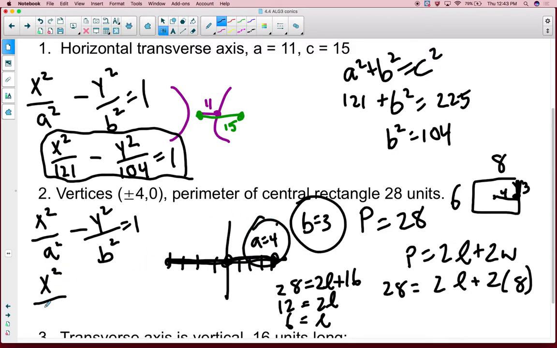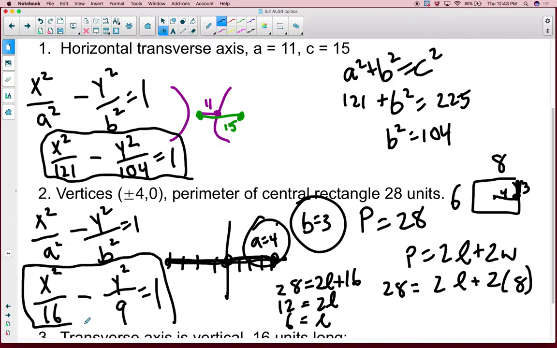Okay. So now I know b is 3, I know a is 4, so we have x squared over a squared, or 4 squared is 16, minus y squared over 3 squared is 9, is equal to 1. We're going to do some more problems like these tomorrow, and we're going to do translations of all of them. So try your best on this, and we'll see how it goes.